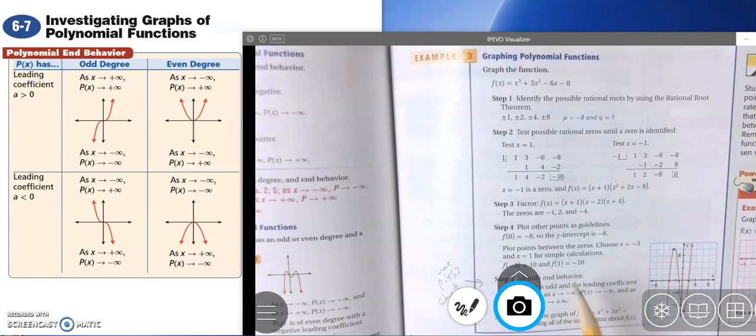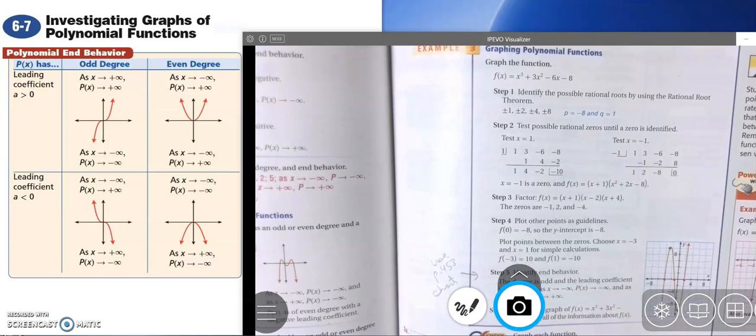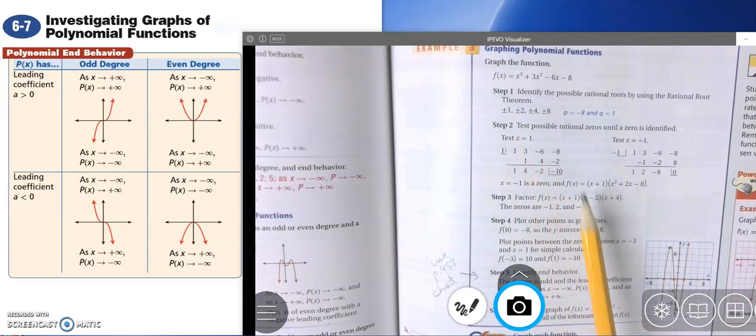Then you're going to plot points between the zeros. The book chooses -3 and 1, because -3 lies in between -4 and -1, and between -1 and 2, you have 1. When you plug -3 in for x, what do you get? You get 10. And when you plug 1 in for x, what do you get? Your output is going to be -10.